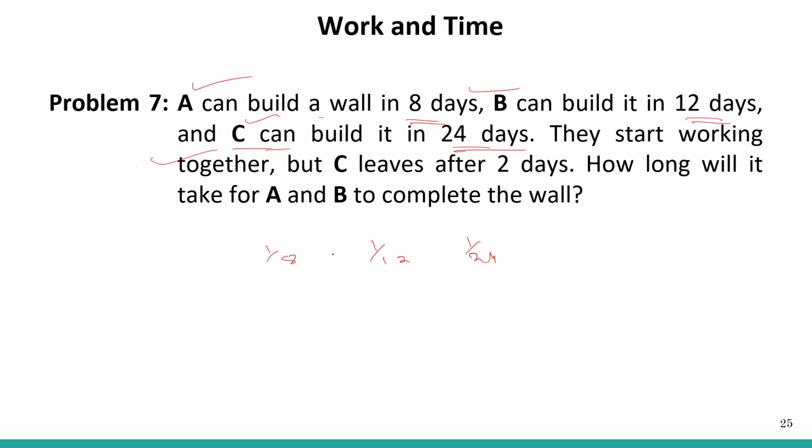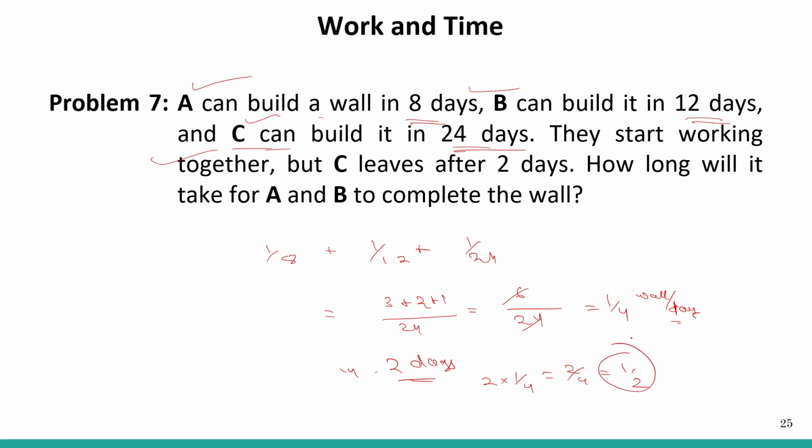So we start by calculating the combined work rate. It will be 24, 3 plus 2 plus 1, so this is 6 by 24, which is 1 by 4. So 1 by 4 is the combined work rate per day. In 2 days, the fraction of work done will be 2 into 1 by 4, which is 2 by 4, that is 1 by 2. So half of the wall is actually built.